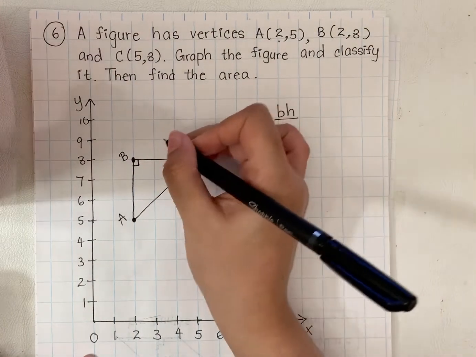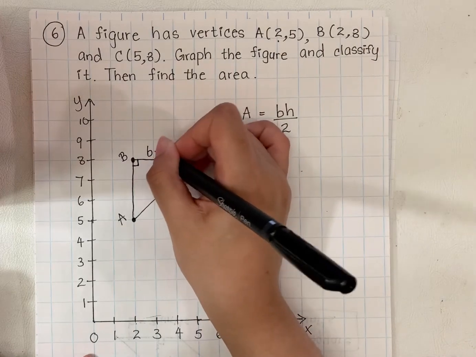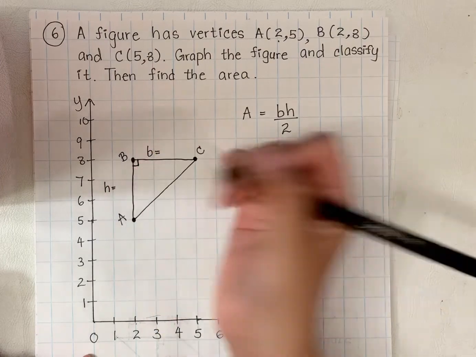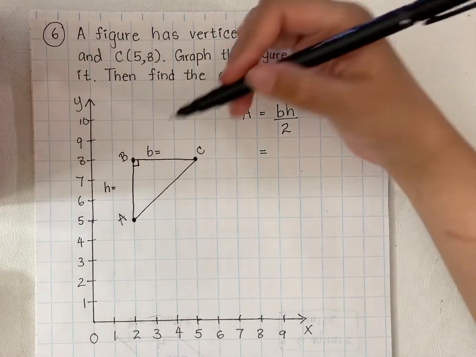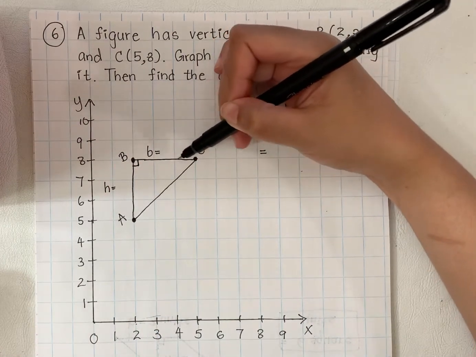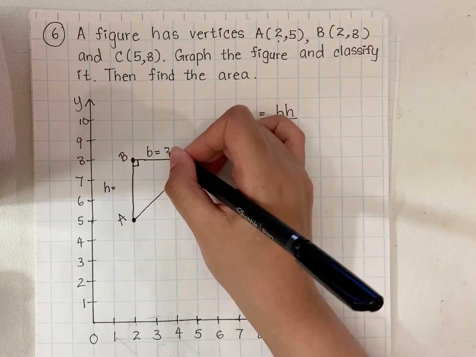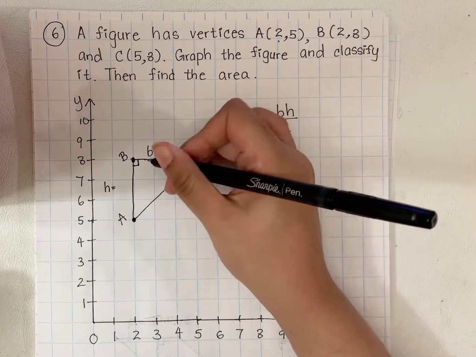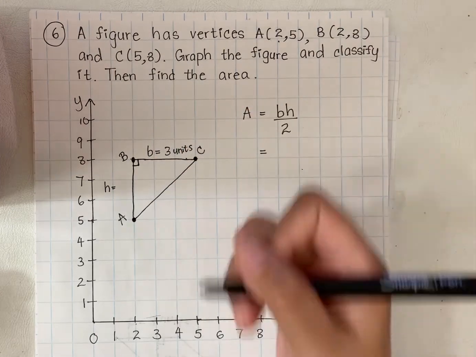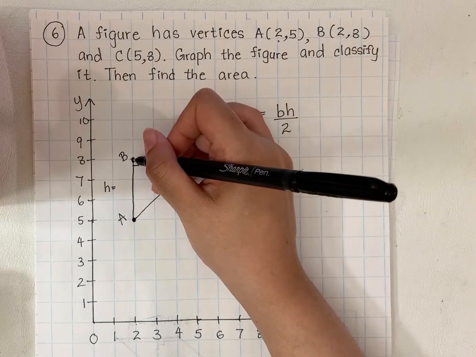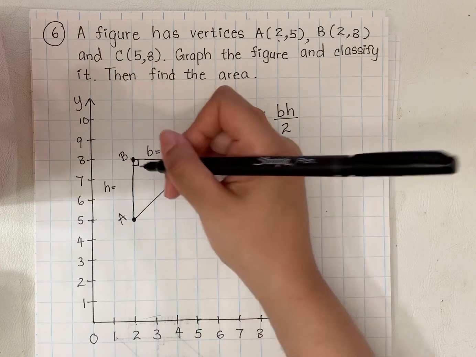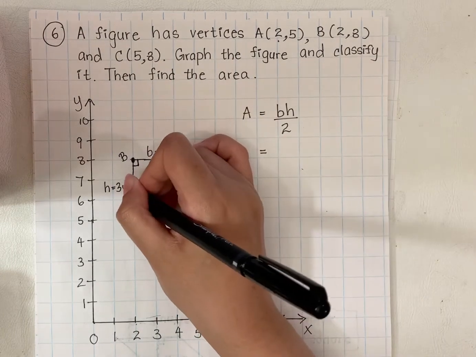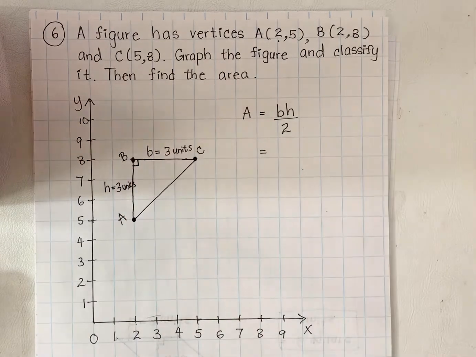So I'm going to name this side my base, and height is how tall it is anyway, so I'm gonna use this as my height, okay? So the base is 1, 2, and 3 units because it starts here, ends here, and I have 3 squares in between. And to find my height, I go down from B to A, so it's 1, 2, and 3. That's also 3 units. So the 2 lengths are the same.